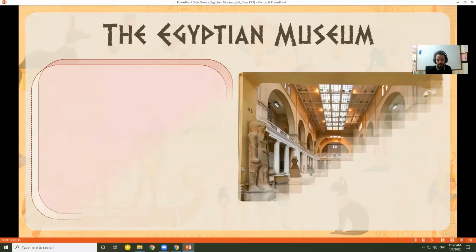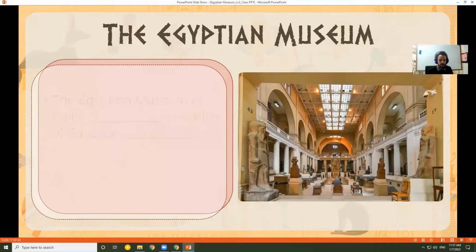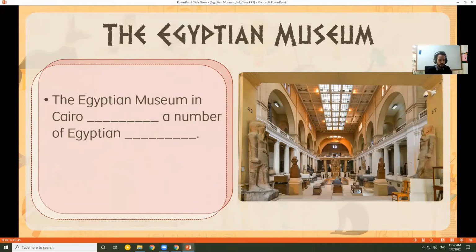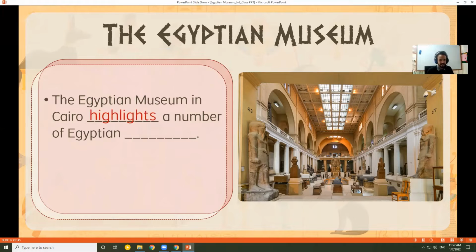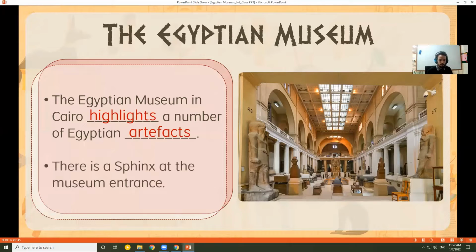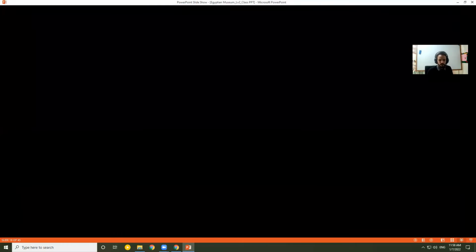A very beautiful atrium with all kinds of different artifacts. So the Egyptian Museum in Cairo, what's that word? To show something important, highlights a number of Egyptian artifacts. So you can see all kinds of different artifacts right here in the main atrium. There's a Sphinx at the center, at the entrance to the museum. Let's take a quick look.